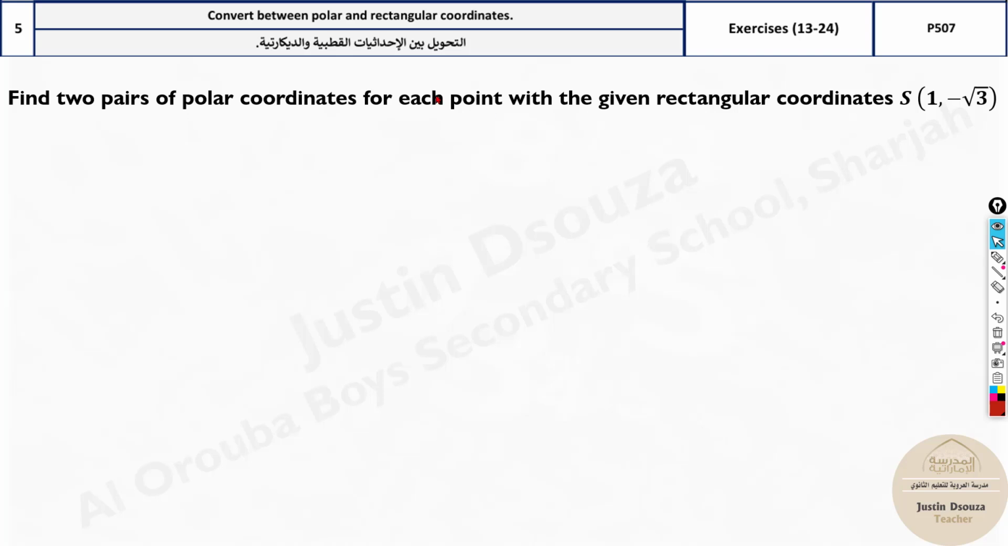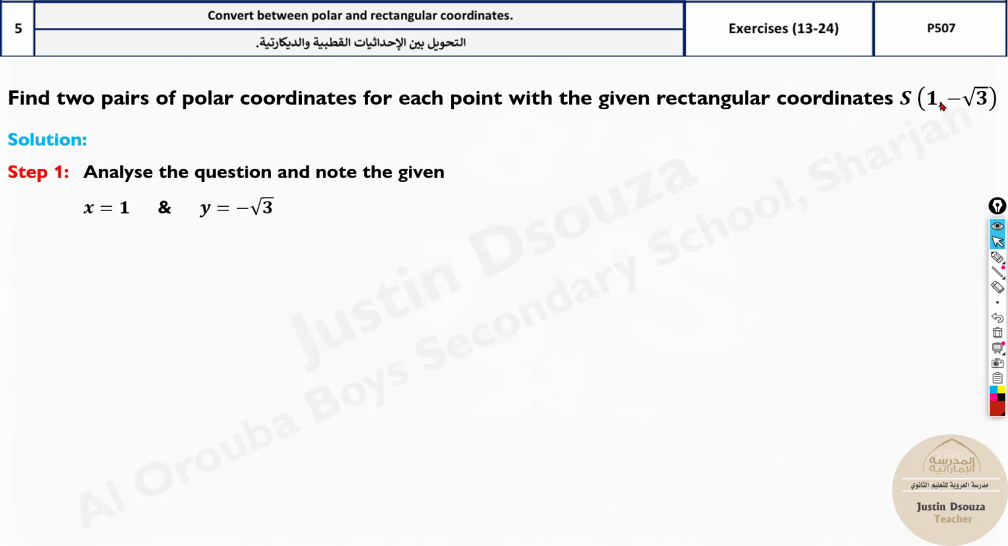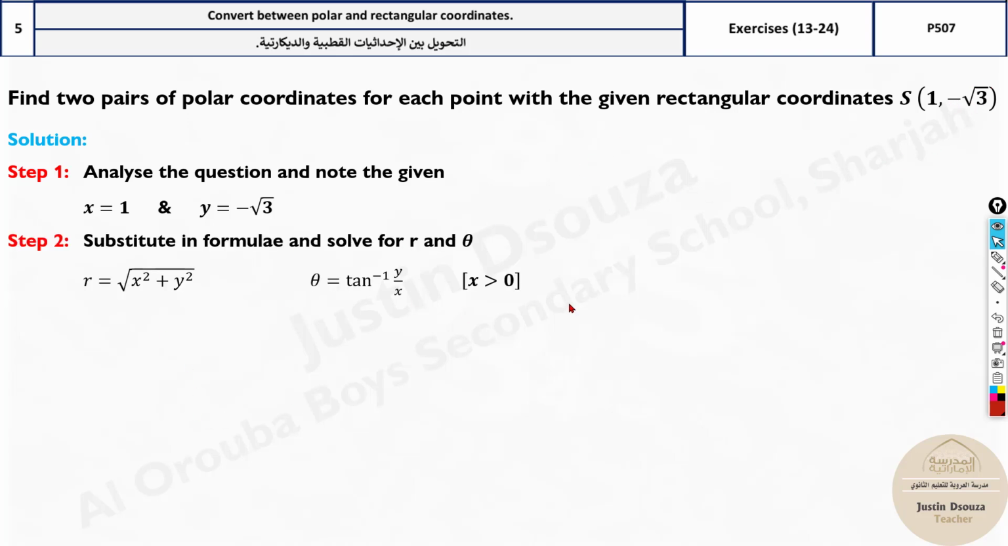Find two pairs of the polar coordinates for each of the given rectangular coordinates. It is 1 and minus root 3. So in step 1, we will analyze what is x and y. x is 1, y is negative root 3. Then substitute it in the formulas. You should never forget these formulas, otherwise you cannot solve them. Over here, r is Pythagoras theorem, that's square root of x squared plus y squared. Theta is tan inverse y by x. Here x value is positive, so it's only this much, no pi. And then substitute the values, get the answers.